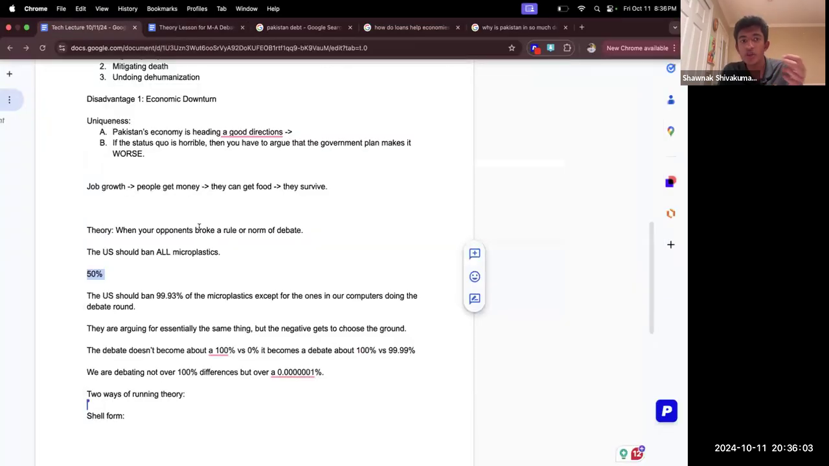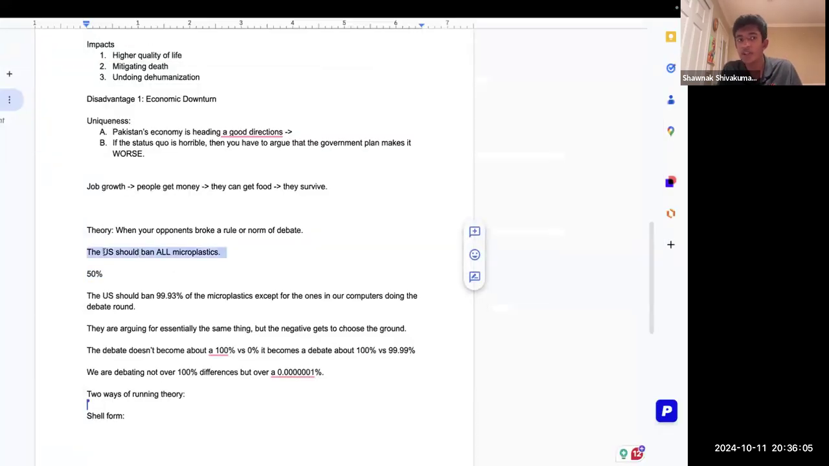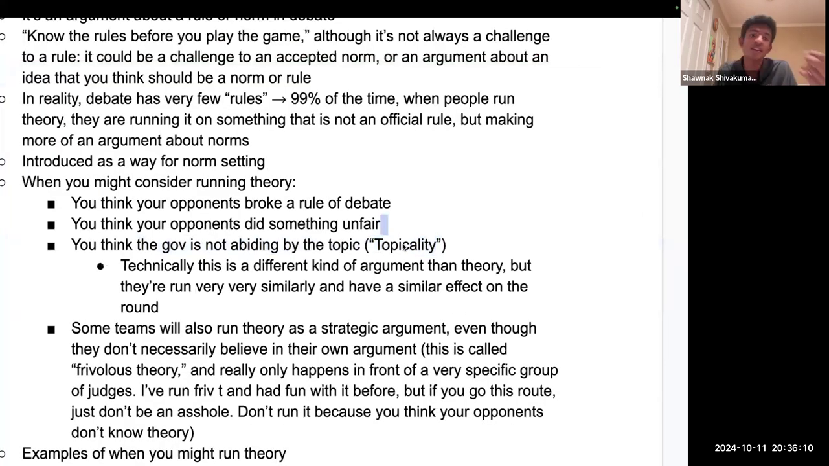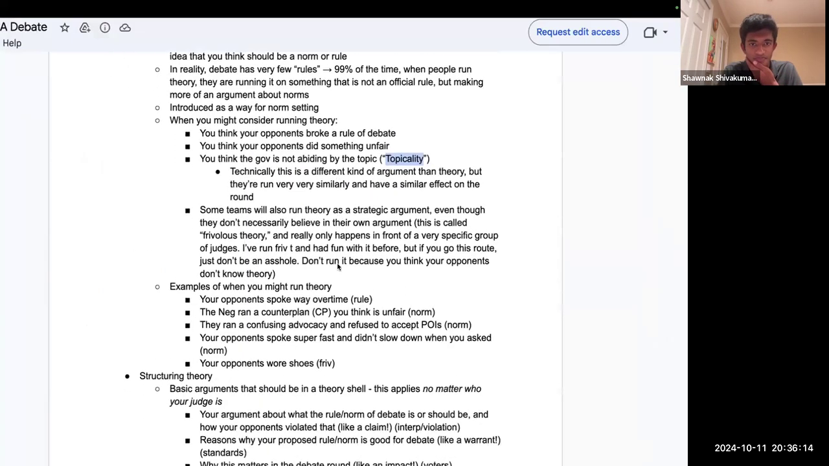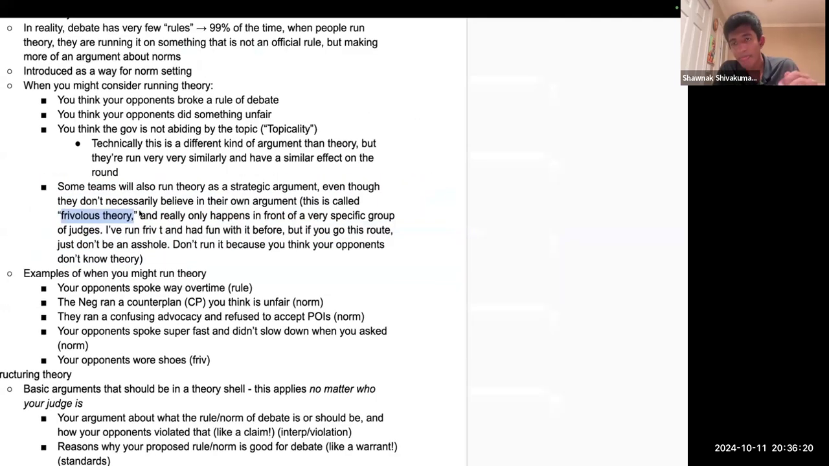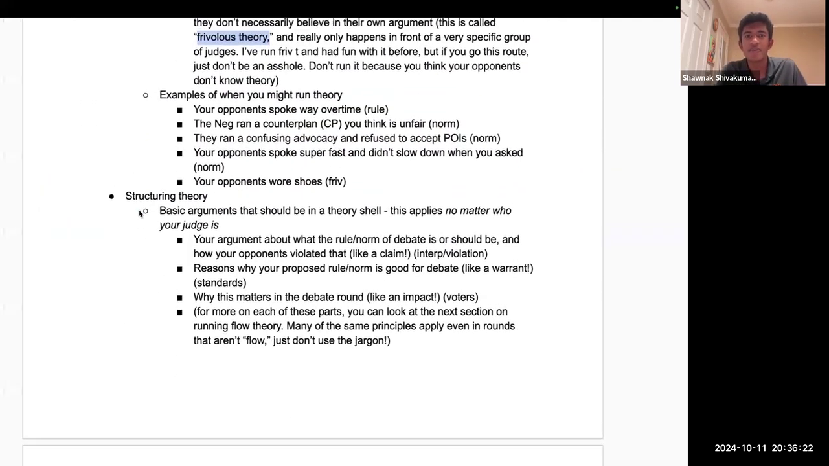Topicality is the argument that you didn't fulfill your burden. You didn't do what the topic demanded you to do. This is called topicality. It's run by the negative on the affirmative. Some teams will also use theories as a strategic argument, and it's known as frivolous theory. Just forget about this for now.